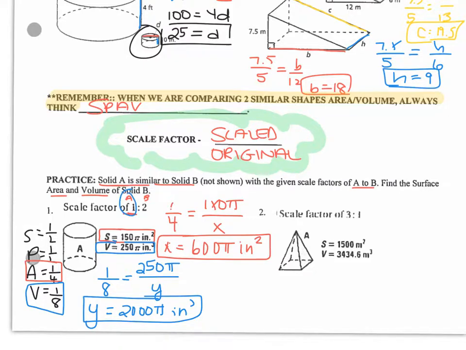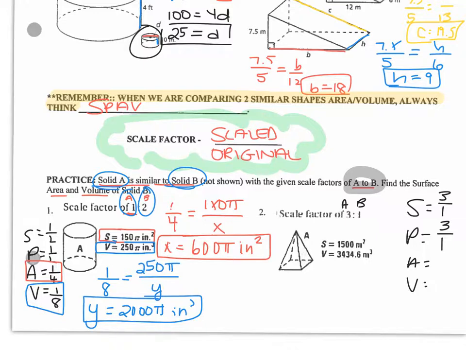I knew A went with 1 and B went with 2 because I started with A, I went to B. So it's just easy that way if it doesn't tell you which one's larger and which one's bigger. So if I look at number 2, it says my scale factor is 3 to 1. Since I'm going from A to B, I know 3 relates to A, 1 relates to shape B. So I'm going to instantly write SPOV on my paper because I'm talking about two similar images. And 3 over 1 is S, 3 over 1 is P. What's A? Square it, 9 over 1, 1 squared is 1. And then V, I cube it, 3 cubed is 27, 1 cubed is 1.